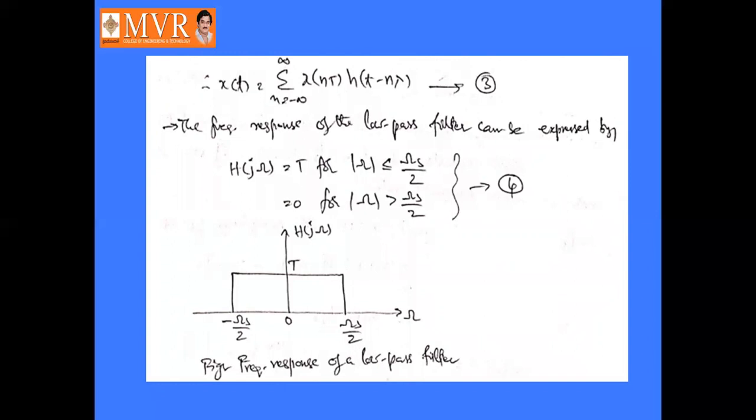The frequency response of the low pass filter can be expressed as H(jω) equal to T for |ω| less than or equal to ωs/2, and 0 for |ω| greater than ωs/2.